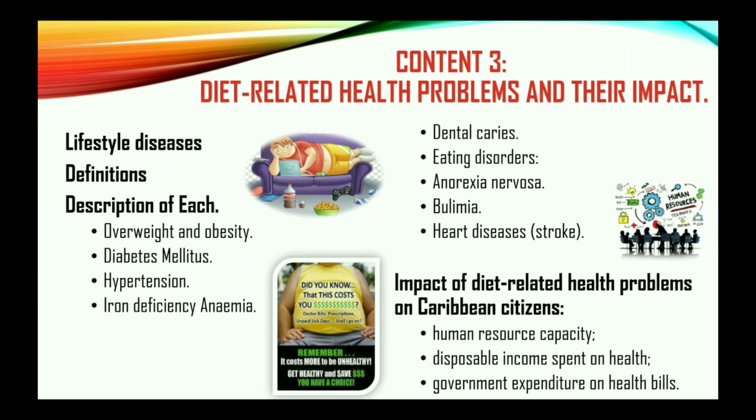Now, we looked at a definition and description for each of these diet-related health problems. And the diet-related health problems that we looked at are overweight and obesity. Good. This is where the body has accumulated so much fat to the extent that it has a negative effect on health. We also looked at diabetes mellitus. This is where the insulin may not be effective to break down the sugar, and even if the pancreas is producing the insulin, guess what? It is not effective for the sugar to be broken down, and then persons can become diabetic.